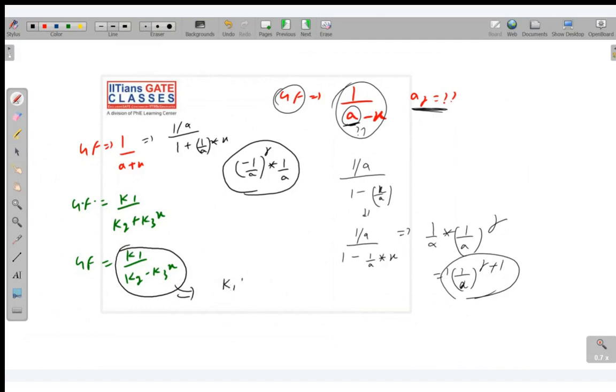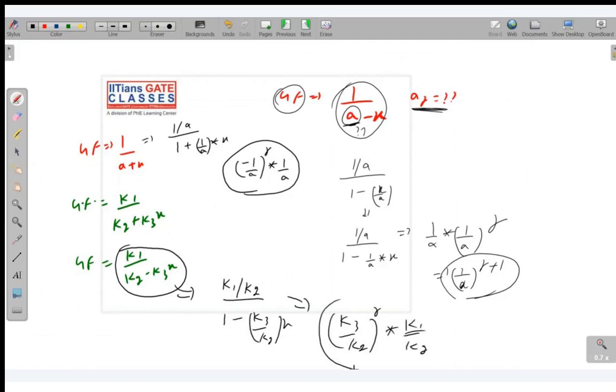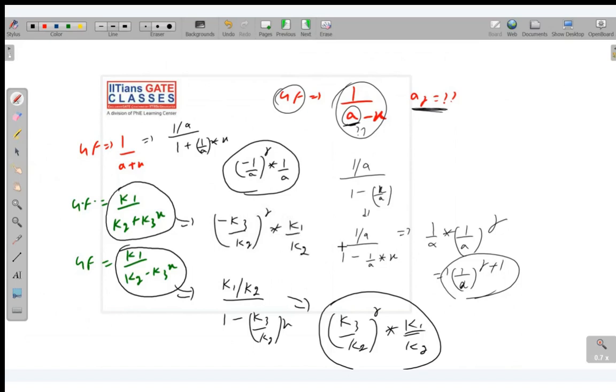K1 by K2 into K2, K3 by upon K2, K3 by K2 x. So what will be our answer? K3 by K2 power r multiplied by K1 by K2. Is it okay? What about this? Now the minus sign will come, it is very easy. So minus K3 by K2 power r multiplied by K1 by K2.